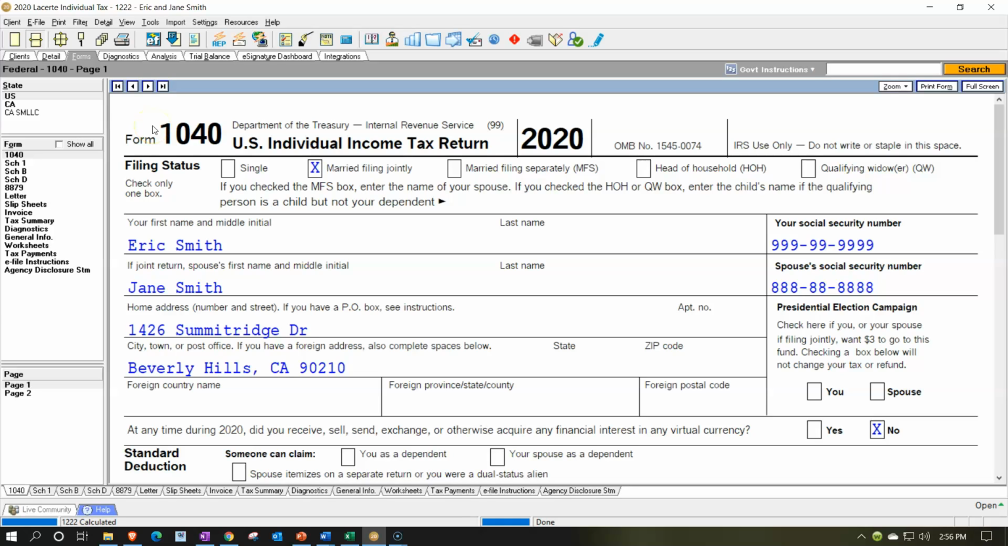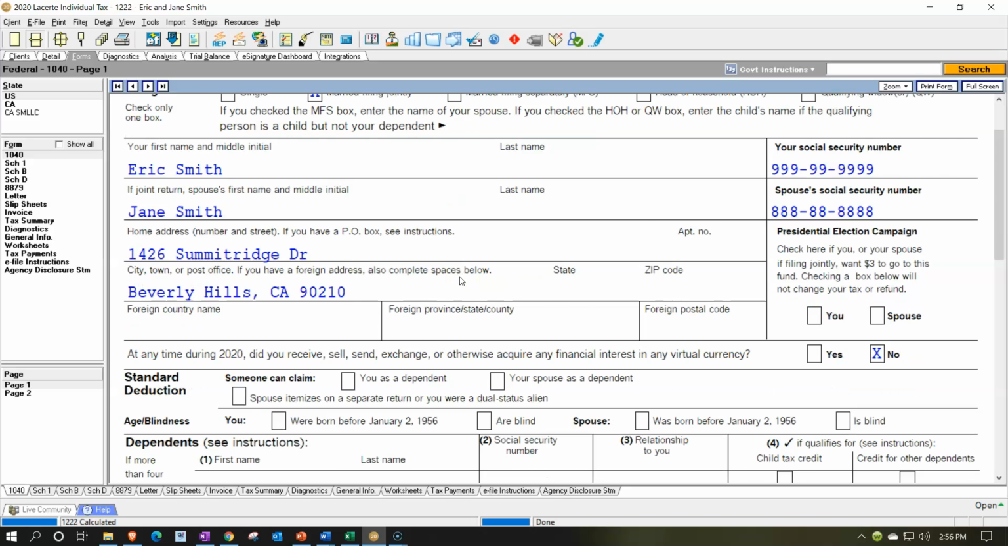Here we are in our Lacerte tax software. You don't need the Lacerte tax software to follow along, although I do think they have a 30-day free trial. So if you get access to a promotional or demo version of it or any other tax software, it could be a good tool to practice with. We're going to be continuing on with our practice problem.